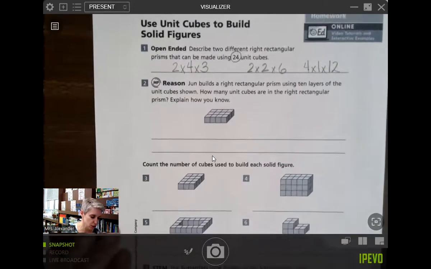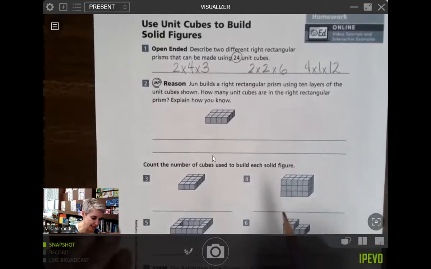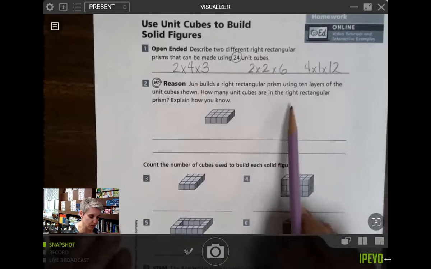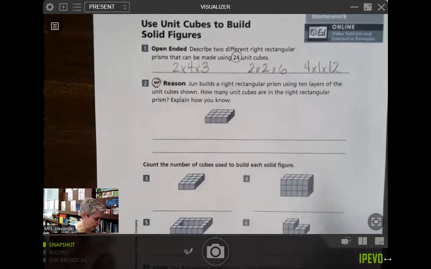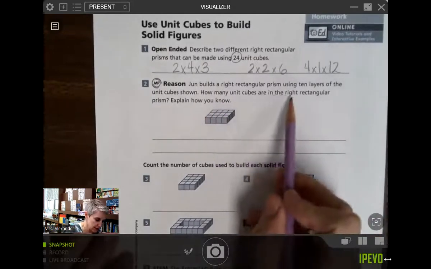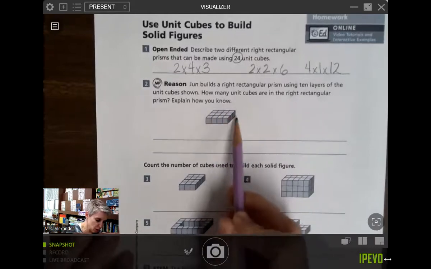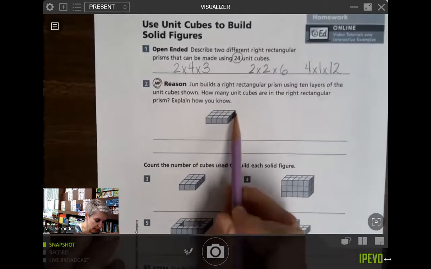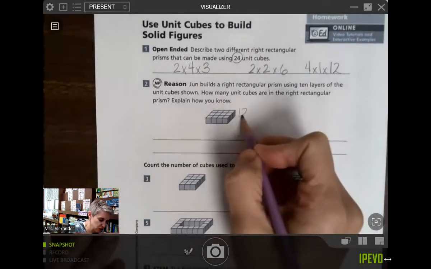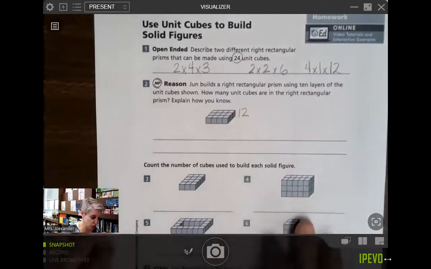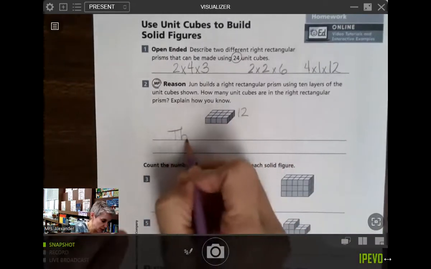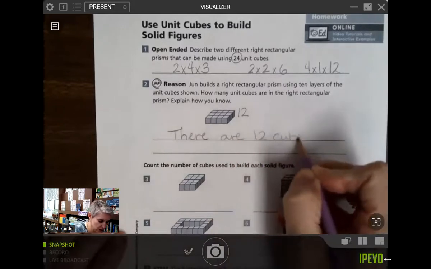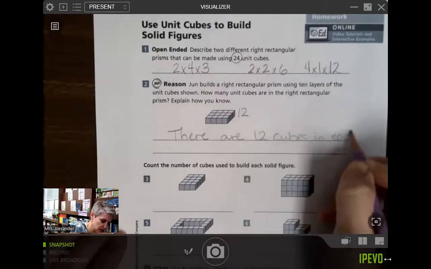Next, it says June builds a right rectangular prism using 10 layers of the unit cubes shown. How many unit cubes are in the right rectangular prism? And explain how you know. Well, let's see. How many cubes are in just one layer? 1, 2, 3, 4. And it's 3 layers of 4, so each layer has 12 cubes in it. If I'm going to write out an explanation, there are 12 cubes in each layer.